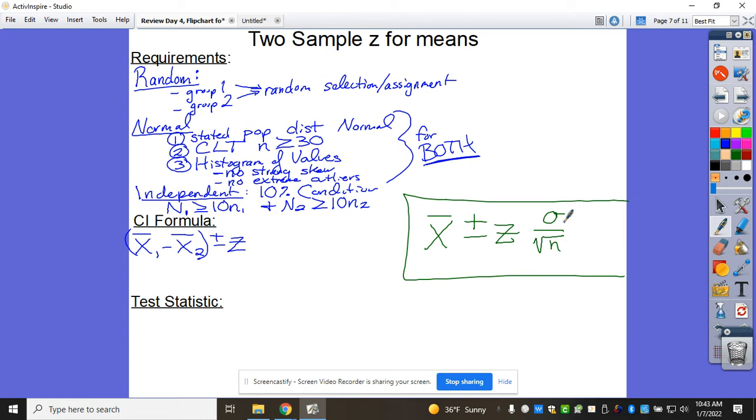So I have sigma 1, what? Over, because I squared this, what's it going to be over now? Plus what? And that should be N1, N2. And then what I want to do with that at the end? Take the square root.